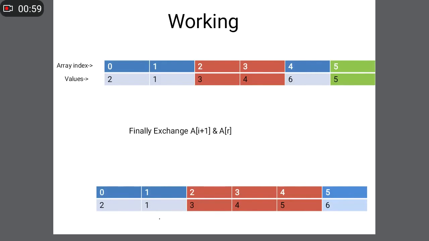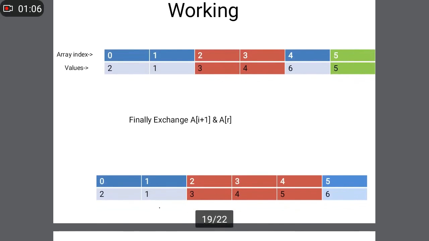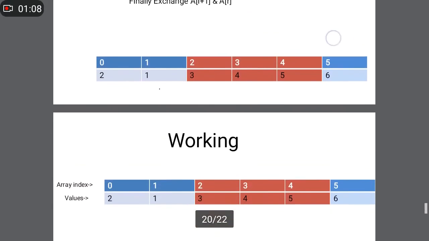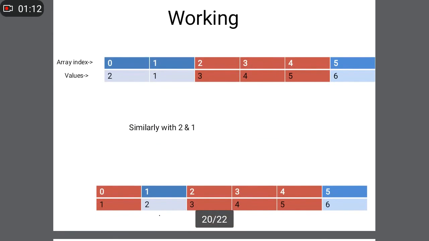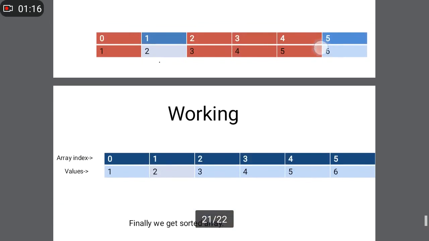We do the same thing for the left subarray, which consists of the two elements 2 and 1, and we get the result 1, 2, 3, 4, 5, 6. So 2 got swapped with 1 and the final result is 1, 2, 3, 4, 5, 6.